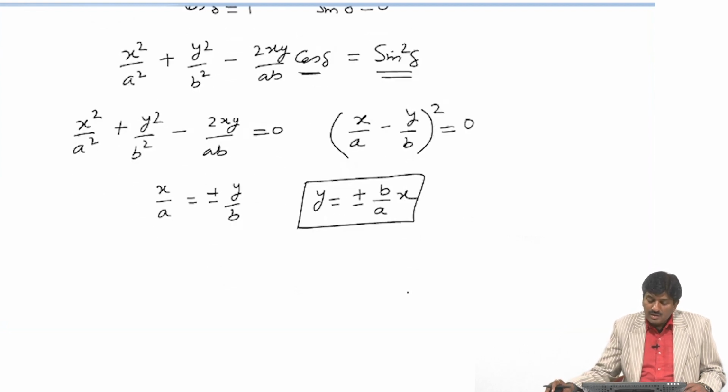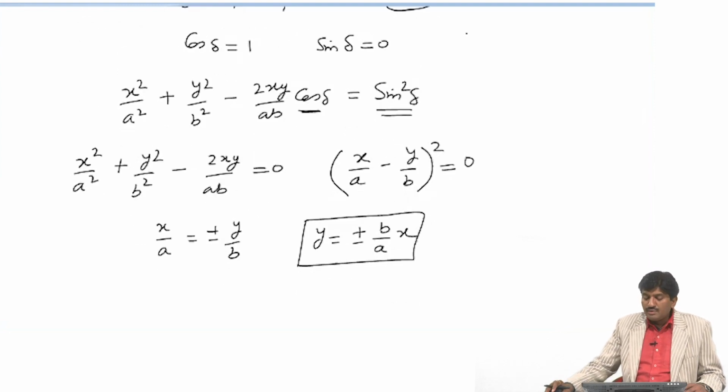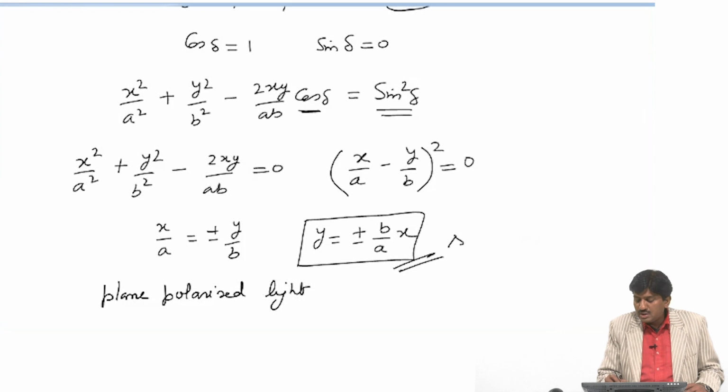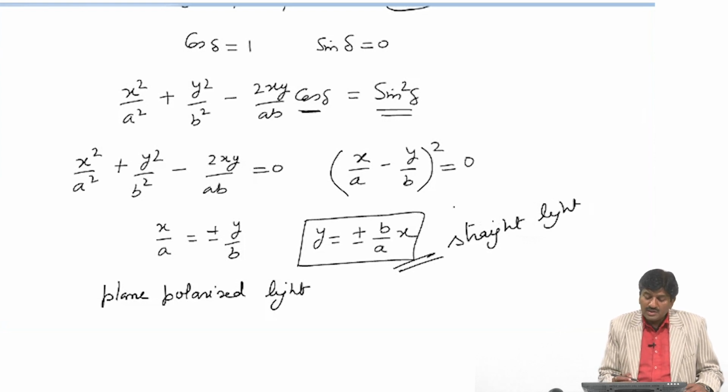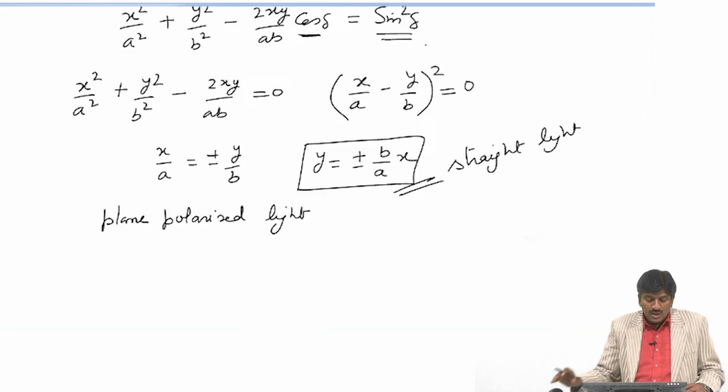It means if the phase difference between E ray and O ray is twice n pi, then the emergent light from the crystal shows plane polarized light, as this equation represents the equation of a straight line. So, the emerging light passing through the crystal, which has a phase difference between E ray and O ray of twice n pi, is plane polarized light.